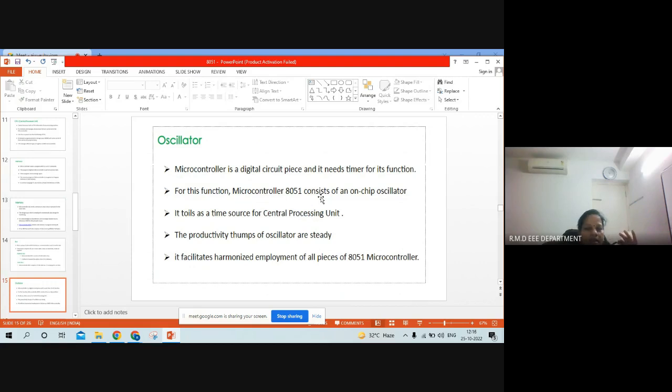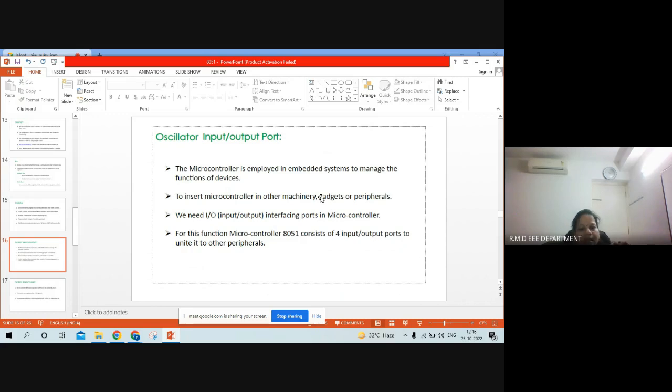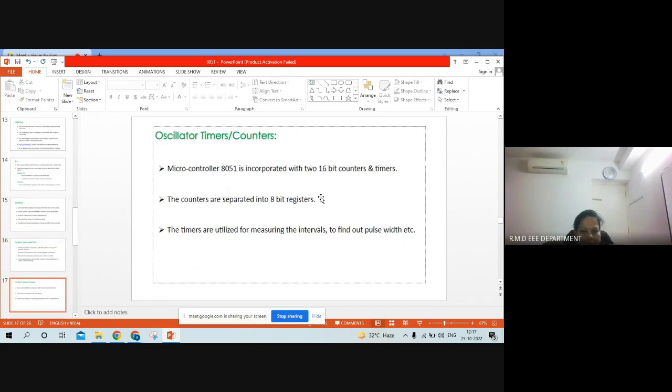And then the oscillator unit. The oscillator is a digital circuit, and it needs a timer for its proper functioning, and it facilitates the harmonized operation of all the buses of the 8051 microcontroller. It also consists of an on-chip oscillator, which is required for generating a timing signal so that the equipment works in synchronization. This oscillator has an input and output port, which is meant for inserting the microcontroller in any other gadgets. We also need some IO interfacing ports for a microcontroller, and this consists of four input and output ports to attach to the other peripherals.